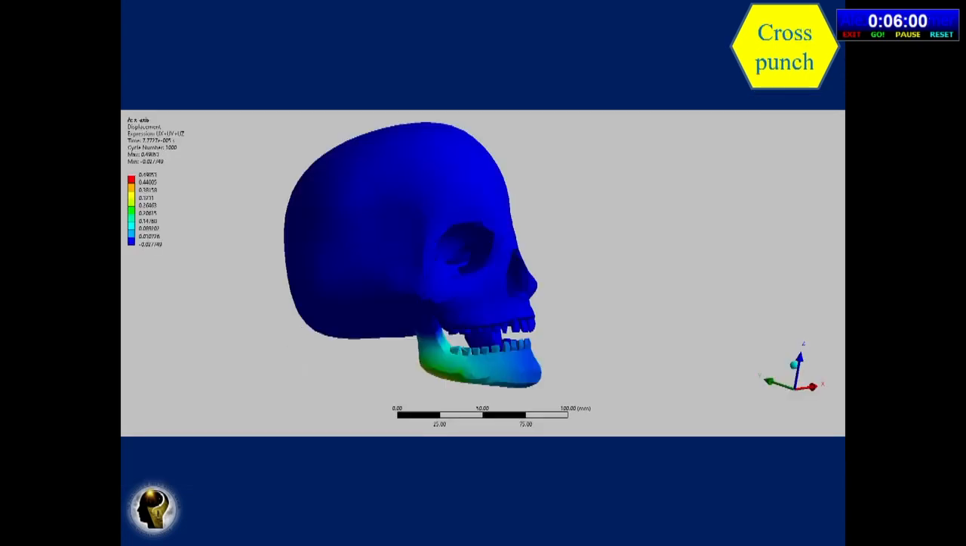When we study the displacement, as we can appreciate here, it is the movement of the mandible in response to the impact force. We can see that the displacement is not as much as compared to the other punches, which we'll just see.